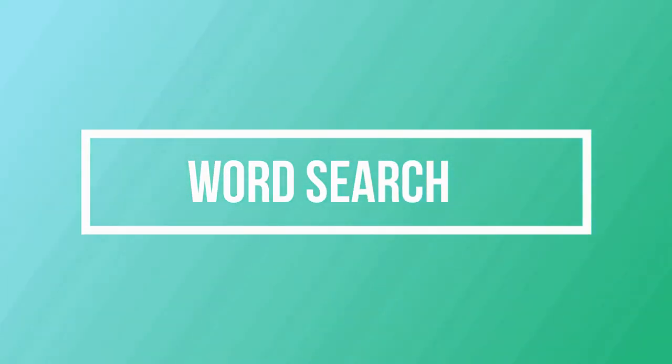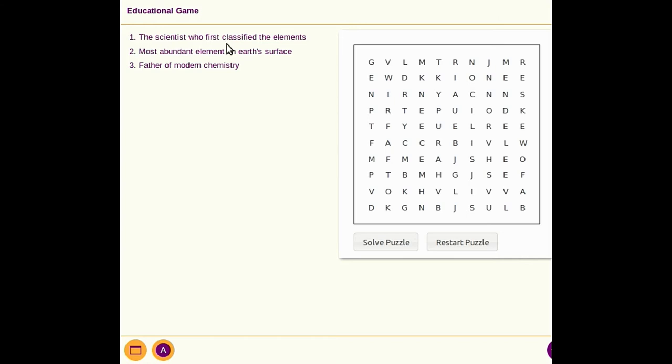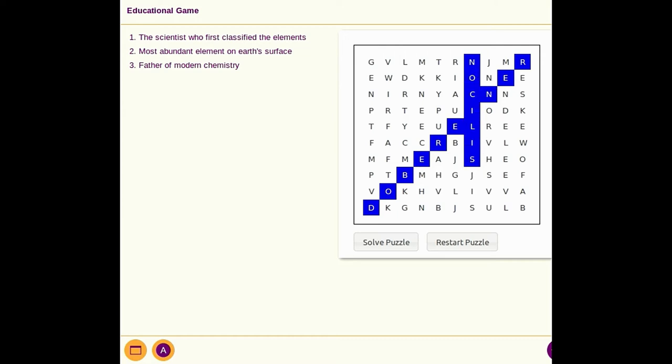Word search. Based on the clue, search the correct word. Well done.